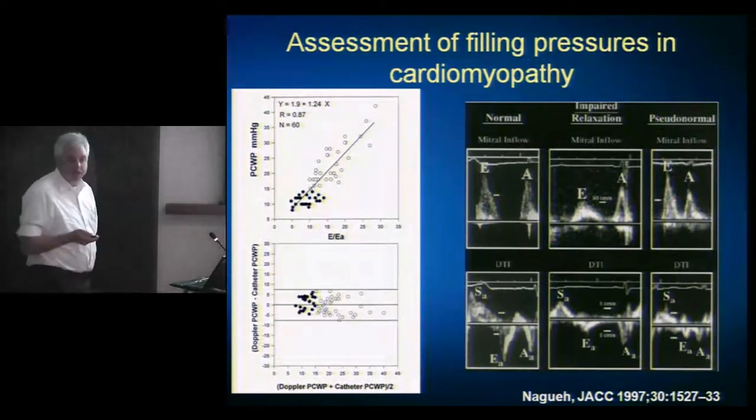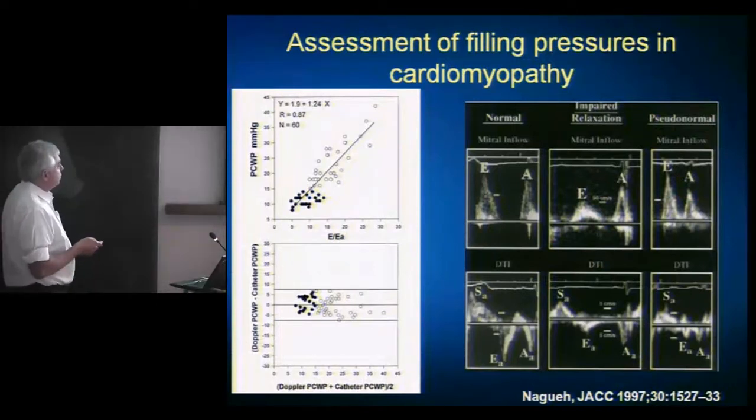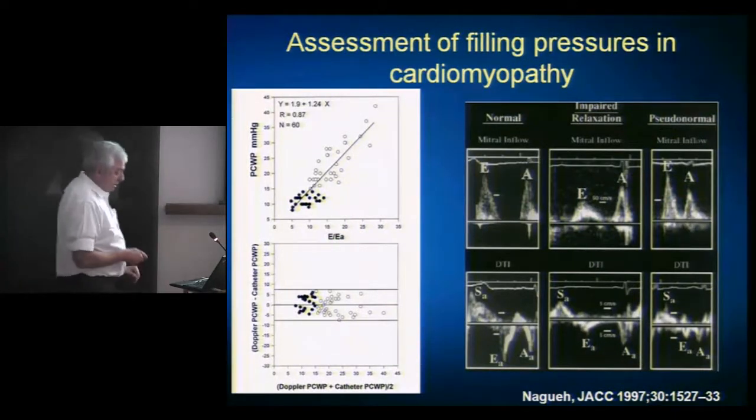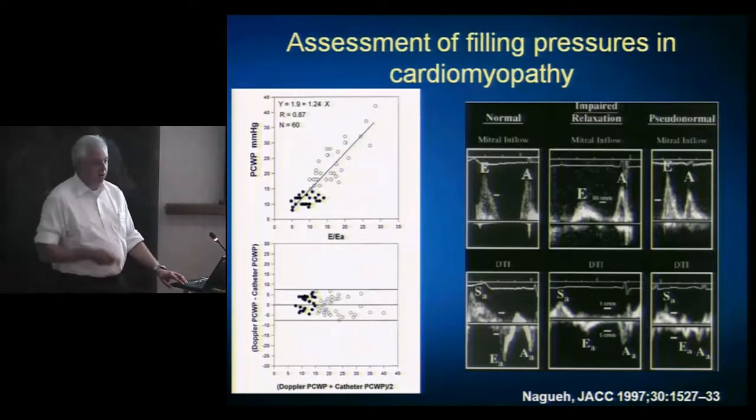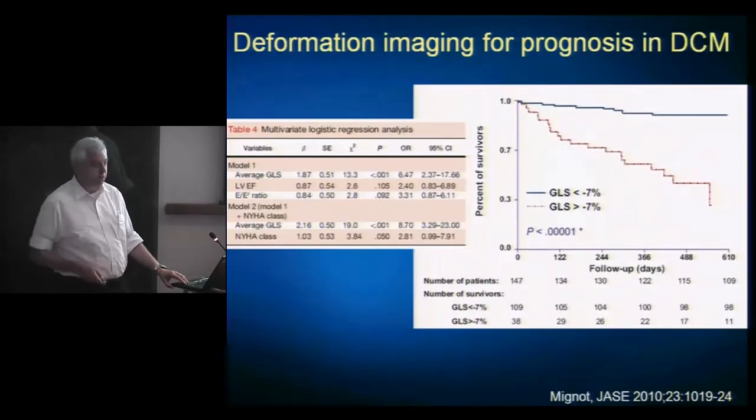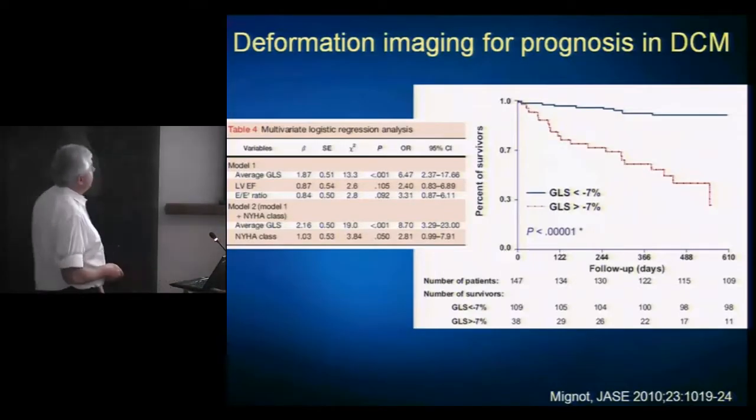pseudo-normalization, restriction, irreversible restriction, etc. We usually see mixed patterns of disease, but you can use the E over E prime to evaluate filling pressures, as shown by Sherif Nagueh. And again, it's a global thing because it tells you filling pressures. The E over E prime in many papers corresponds with prognosis. So it's useful, and I'll show you in pediatrics it's useful as well.